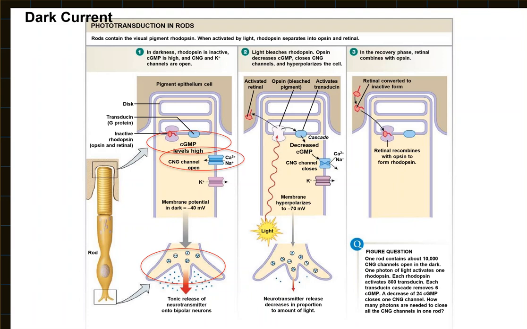All right, so this says it happens in rods. It does happen in cones. It is slightly different in terms of the proteins because the cones have the 3 different pigments. But for the purposes of this class, let's consider dark current, the mechanism that I'm about to talk about, to be the same in both rods and cones. They are very similar, but there are some little differences. But let's just consider them the same.